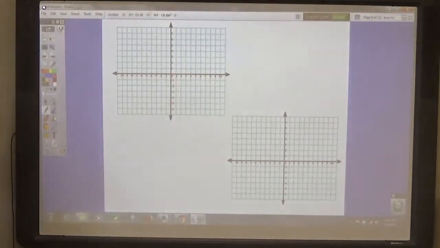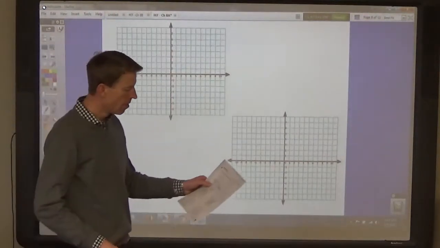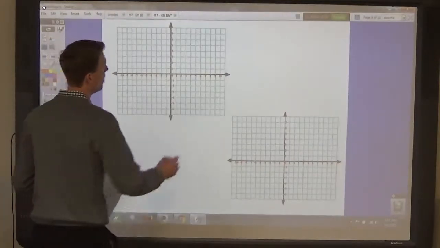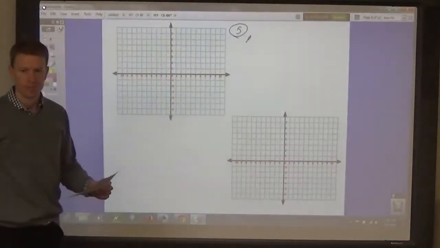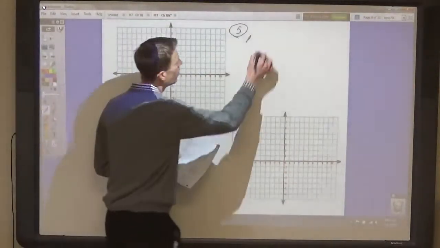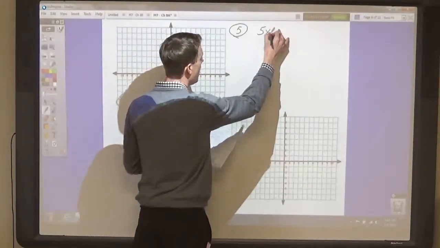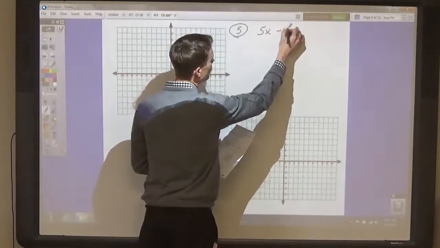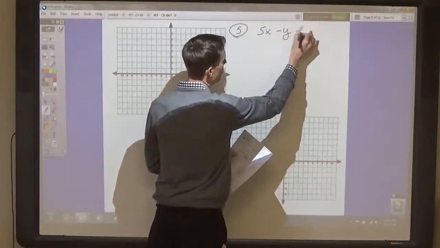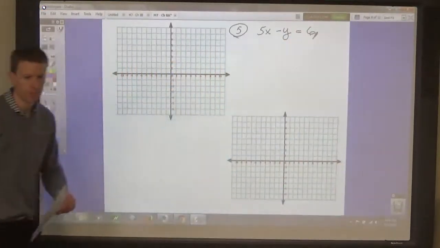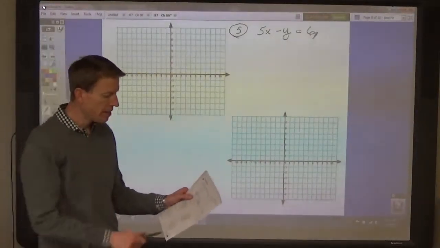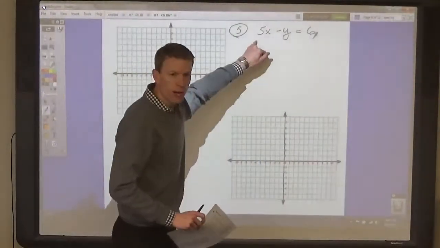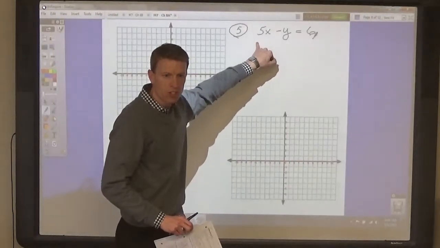Go to your worksheet. Number 5. And we're starting with this. 5x minus y equals 6. It says, complete the table, write this equation in slope-intercept form.